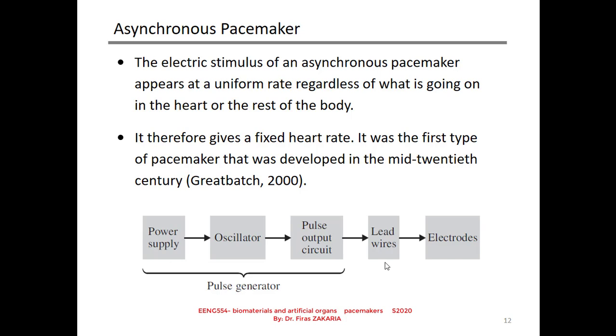One type of pacemakers is the asynchronous pacemaker. هذا الاسynchronous pacemaker هو أول type developed in the mid 20th century. تقريبا بسنة 2000 صار عندنا الاسynchronous pacemaker. شو مواصفاته؟ هو أكيد an implanted pacemaker. هو delivers stimuli at a fixed rate. هي عنده خصائص انه هو provides uniform rate, provides a fixed rate، وهو طبعا independent of any atrial or ventricular activity. خلاص هو it generates a uniform rate regardless of what is going on in the heart or the rest of the body.